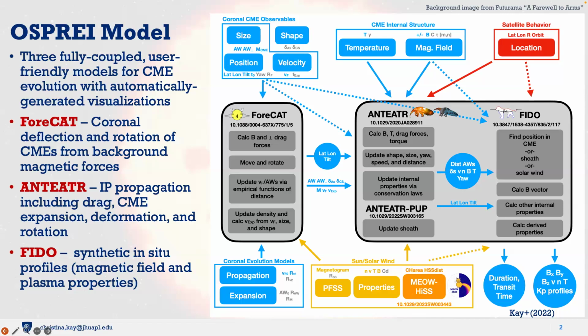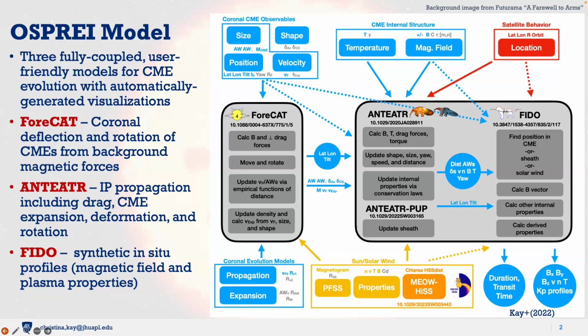So it's kind of designed for space weather, but having this very open sort of modular nature gives us a lot of freedom that you don't get with these sophisticated models. And so the basics of Osprey is there's 4CAT, which does the coronal deflection and rotation of CMEs close to the sun. And this is magnetic forces that are pushing things away from coronal holes towards the heliospheric current sheet.